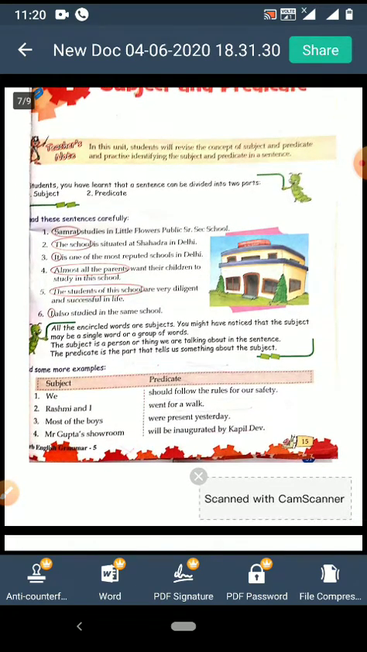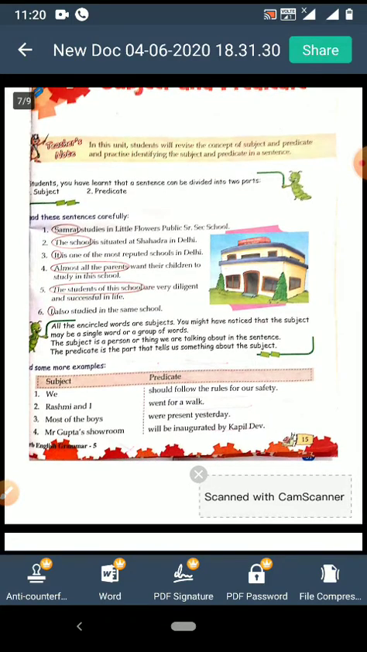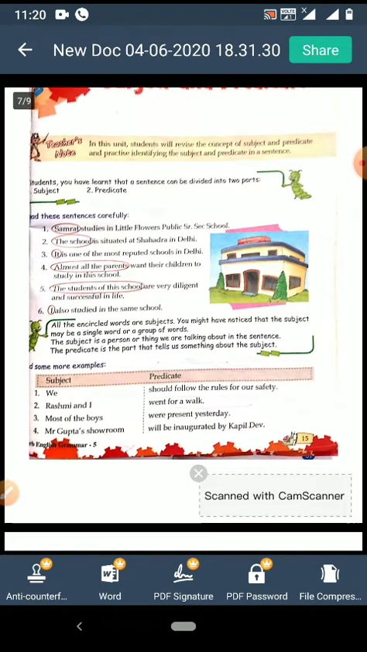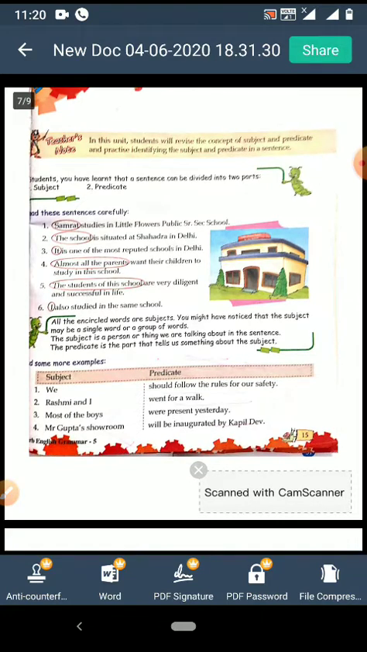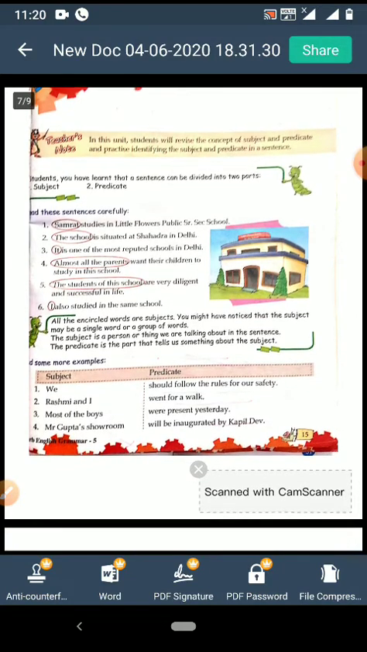Third, most of the boys were absent yesterday. Who were absent yesterday? Answer would be most of the boys. So, most of the boys is the subject, while were absent yesterday is the predicate.